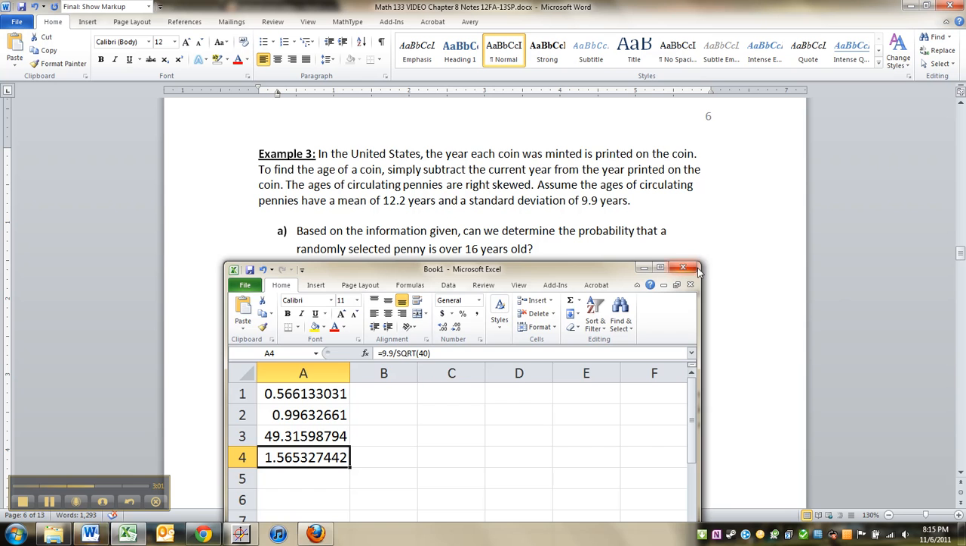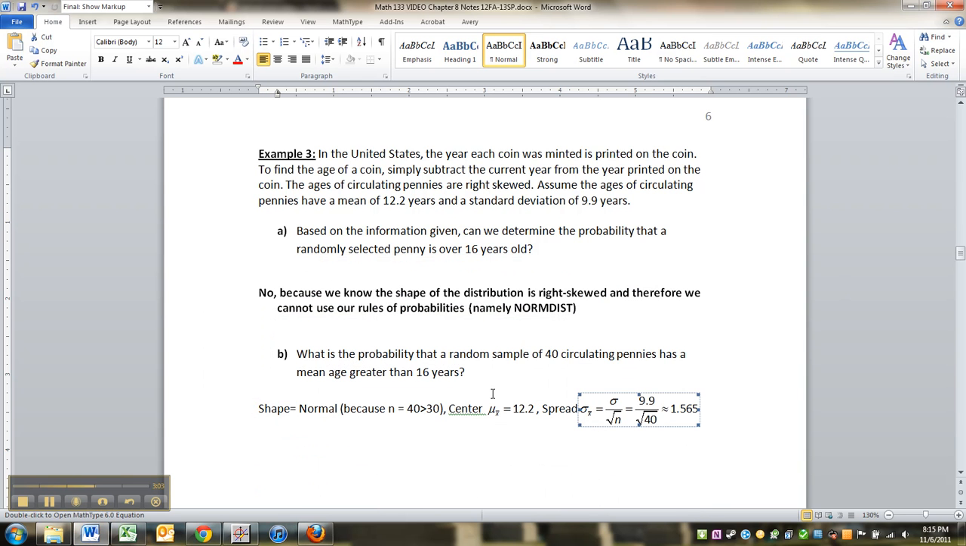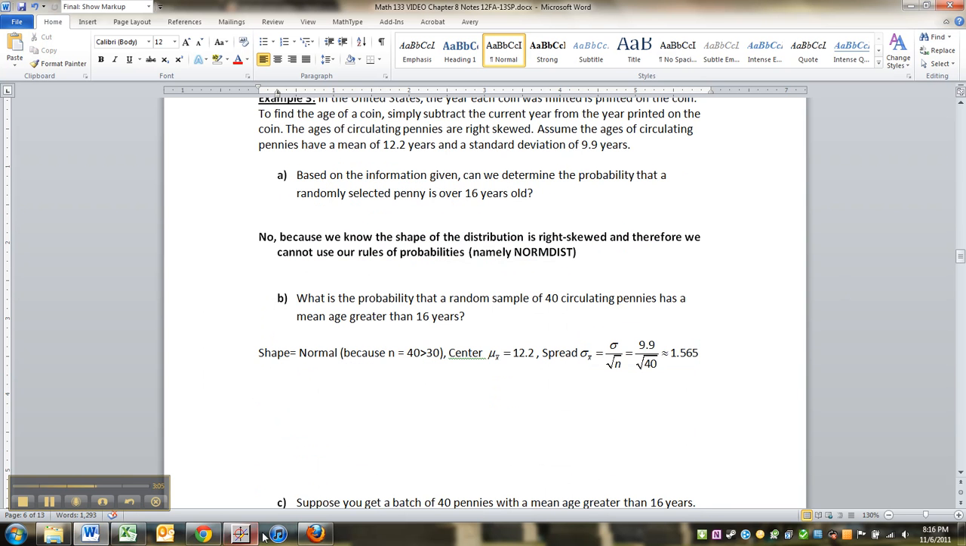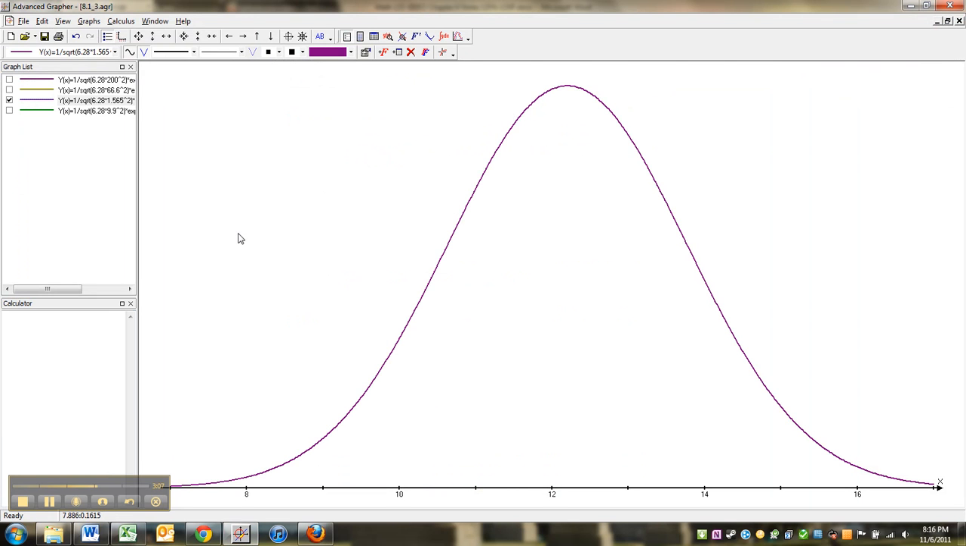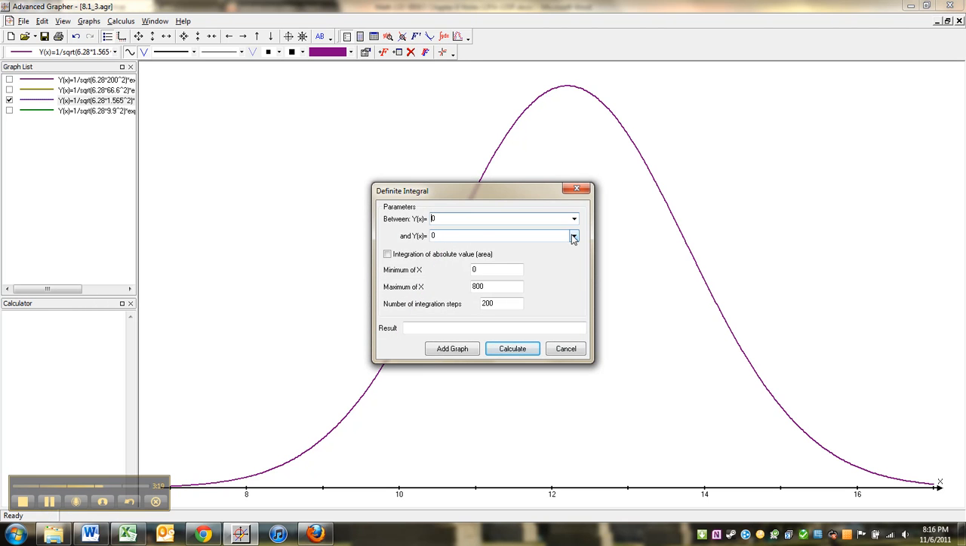Cool. All right. Well, if that's the case, then can I make a picture of this? Well, I already did. Look at that. So here's the distribution. 12.2 is in the center. This is for n equals 40. So let me get a picture of the area we're talking about here. We're talking about being between that curve and the one with 1.565.